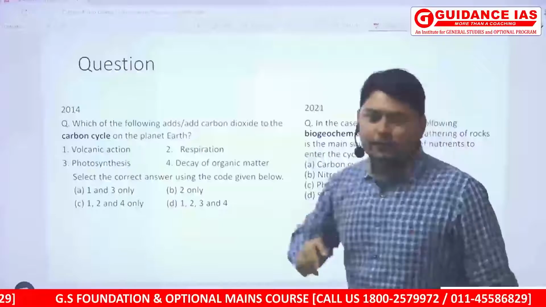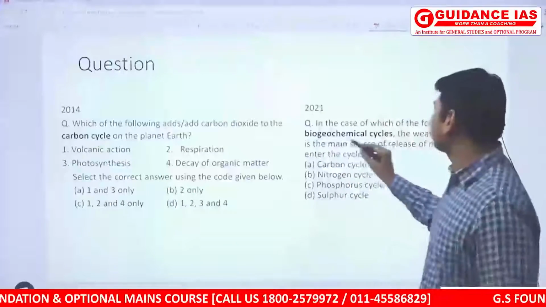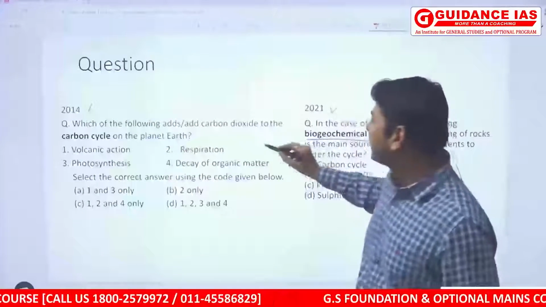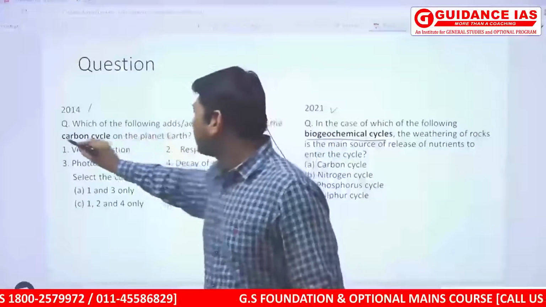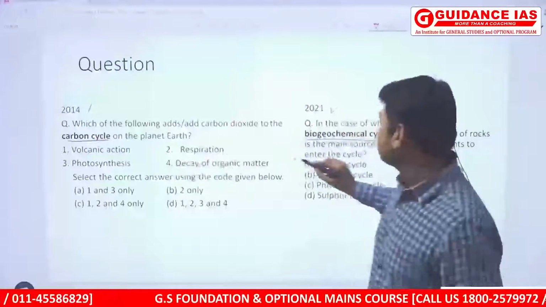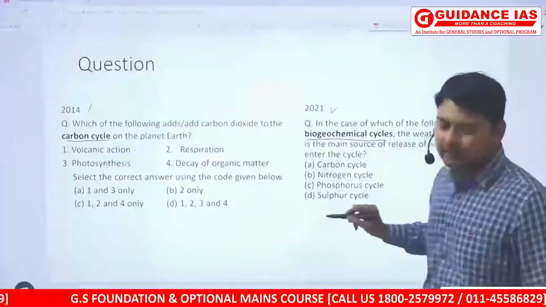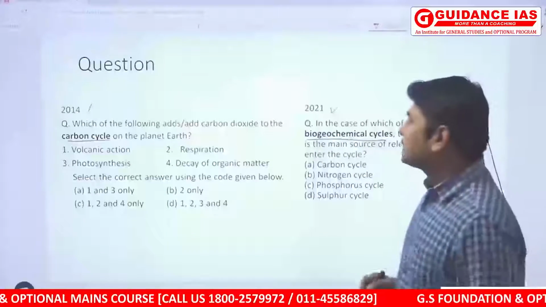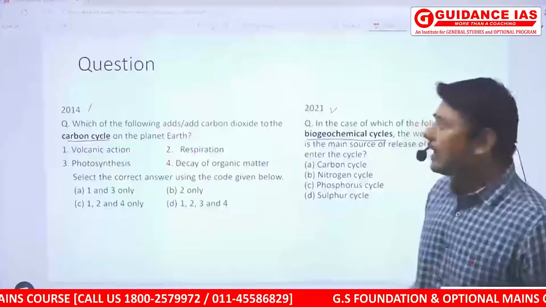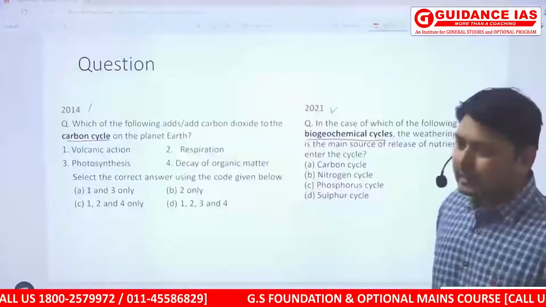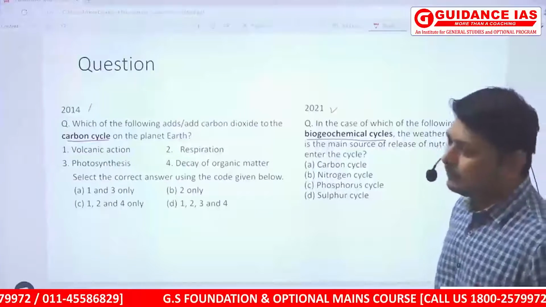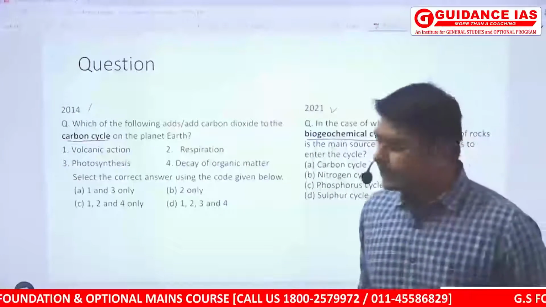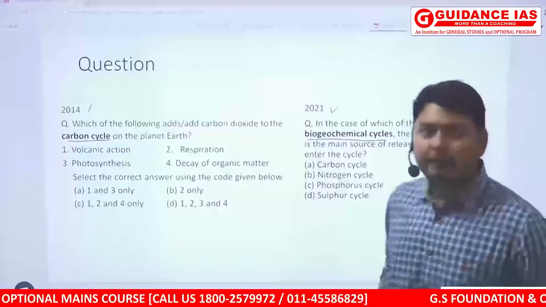Now there is another question on biogeochemical cycles. In 2014 and 2021, we can see there was a question on the carbon cycle and on the biogeochemical cycle. I'll be reading the question: which of the following adds carbon dioxide to the carbon cycle of the planet Earth? Options are volcanic actions, respiration, photosynthesis, and decay of organic matter.